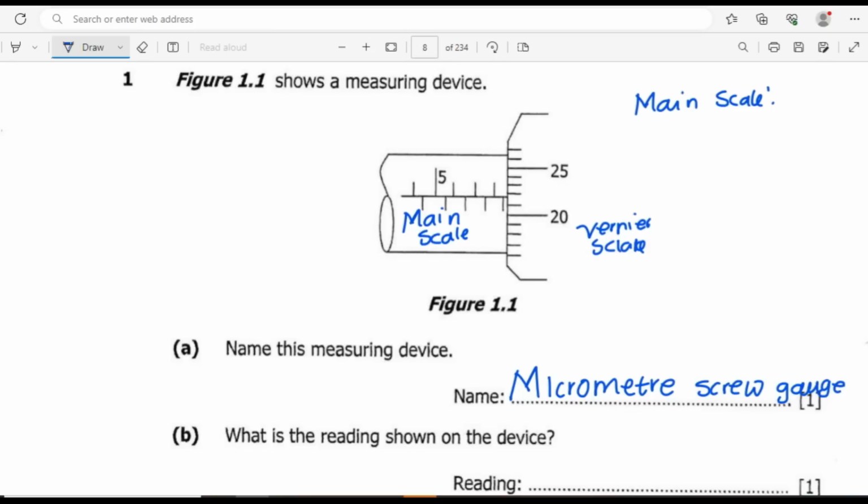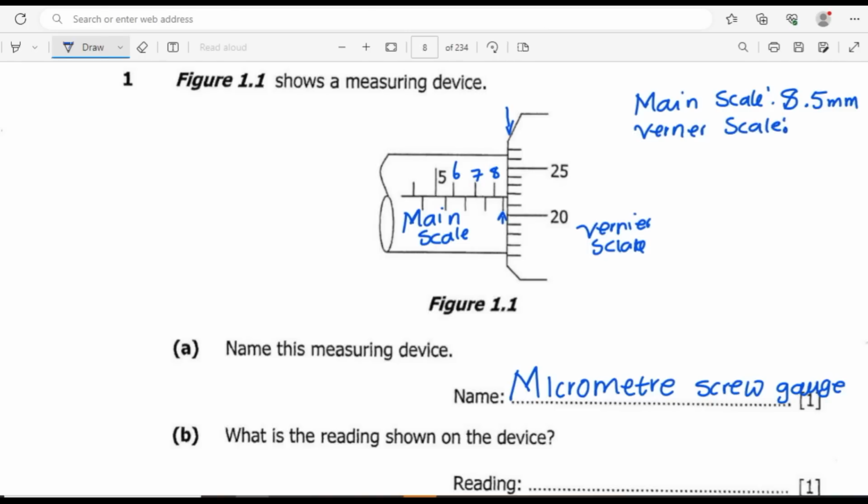So we can see we have 5. This is number 6, 7, 8. So the number before this vertical line is 8. Now below 8 we have this smaller line here, so you just have to add 0.5 to whatever number we have on top. So since it's 8, we add 0.5, so this becomes our 8.5 millimeters in the main scale. Then from there we'll look at the vernier scale.